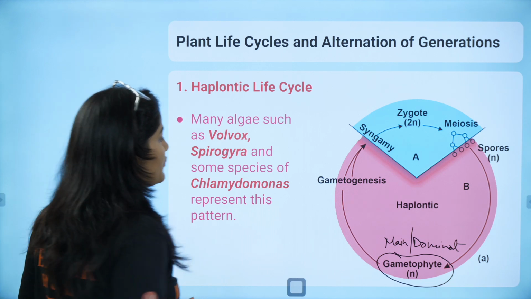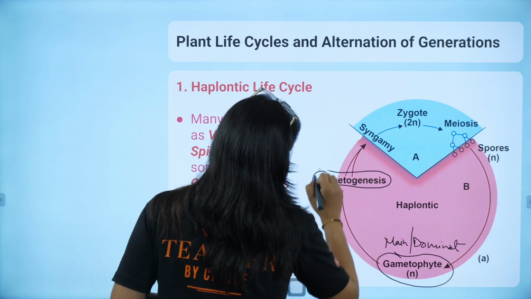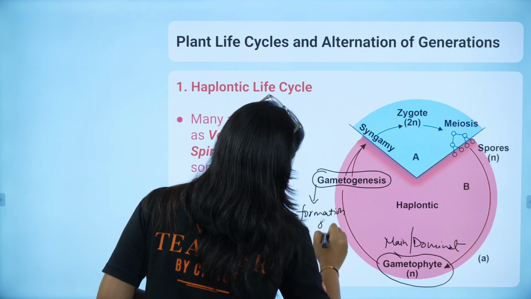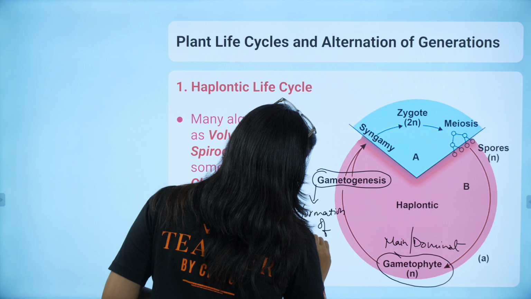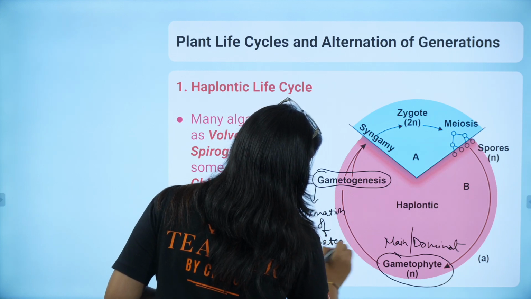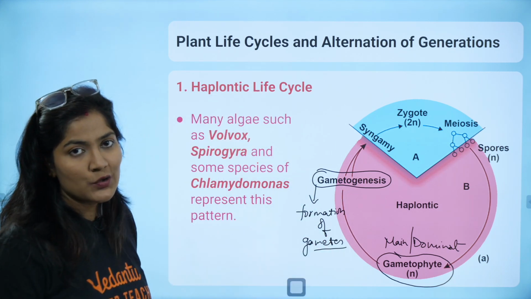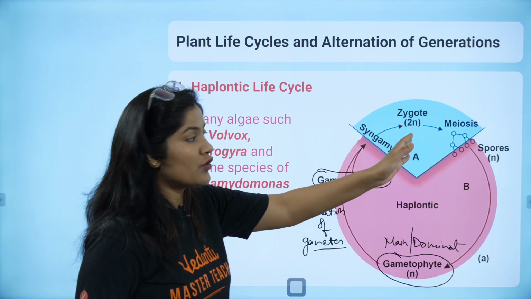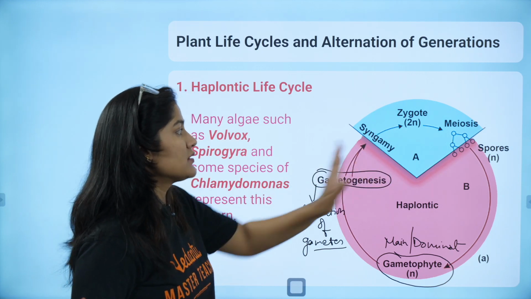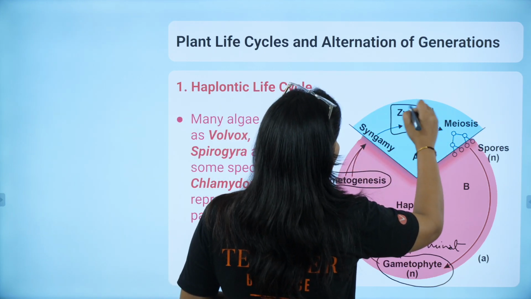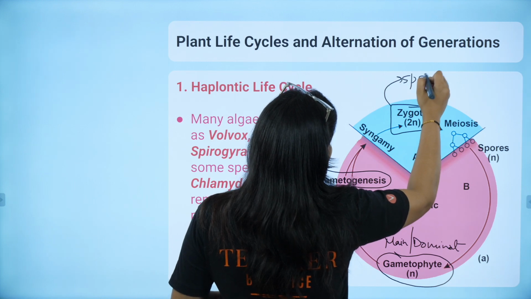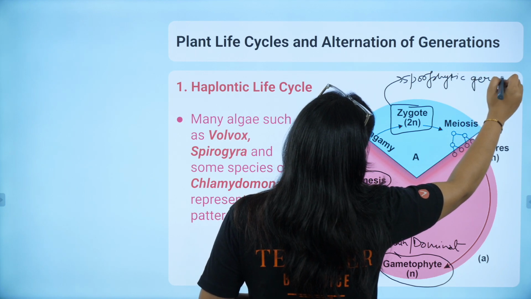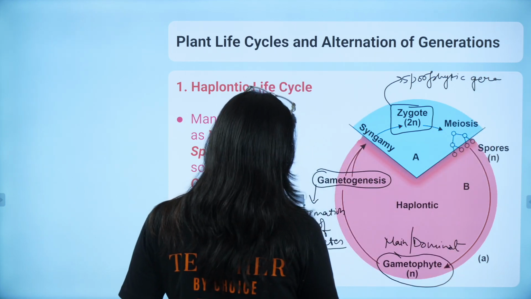Now this gametophyte will show gametogenesis, which means formation of gametes, right? This is what the function of gametophyte is, formation of gametes. These gametes will be formed, and now these gametes will undergo syngamy, that is fertilization. After fertilization, there will be formation of your zygotes, and this zygote is the only cell that represents your sporophytic generation.